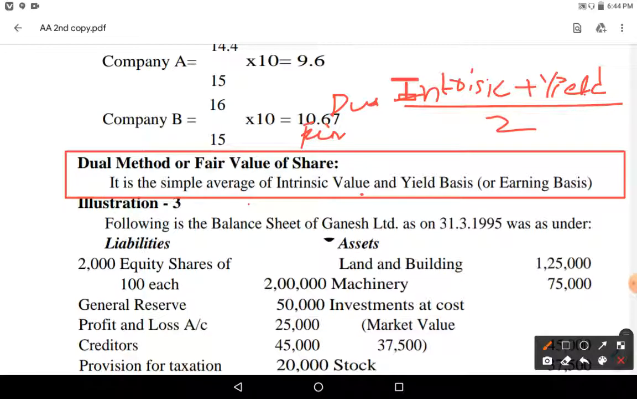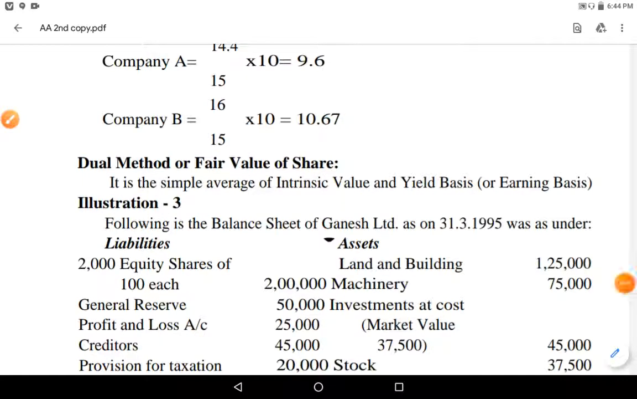Dual or fair value. Sir, tell with an example. Okay, I'll tell with one example also.